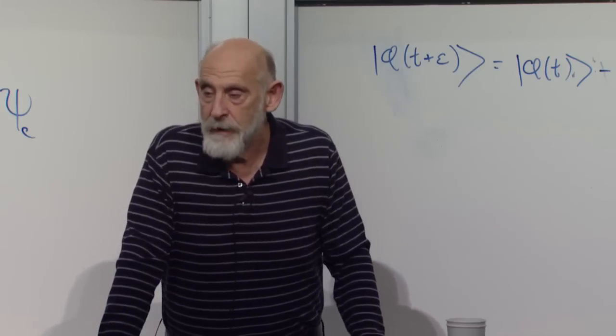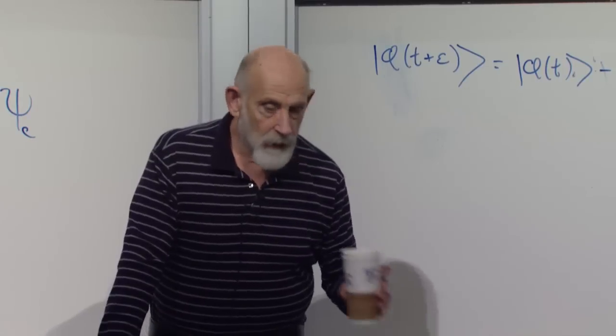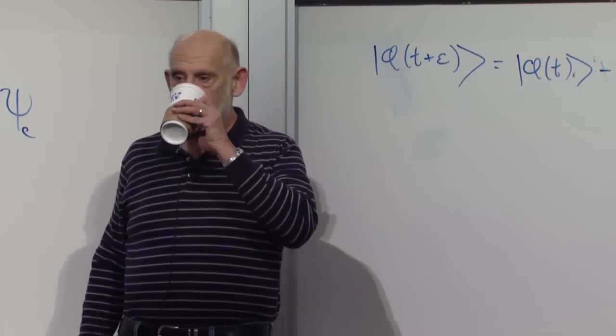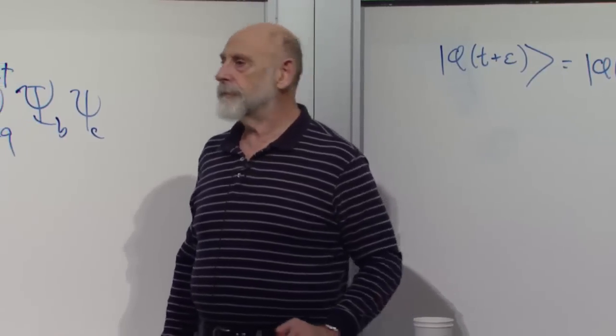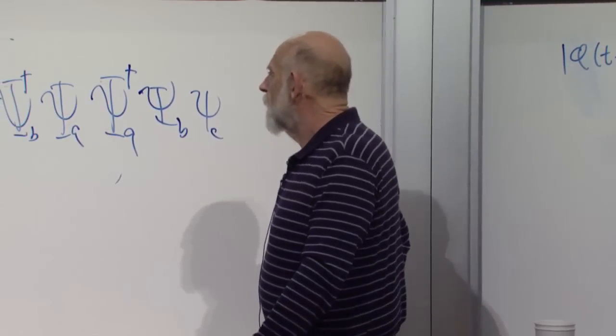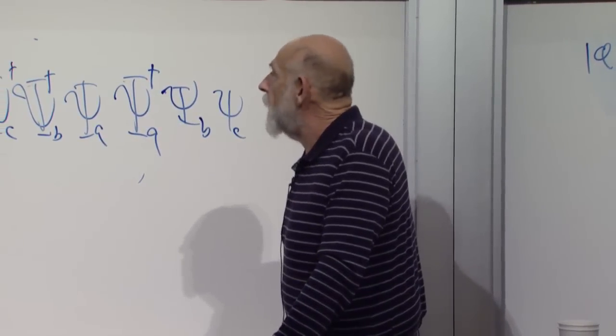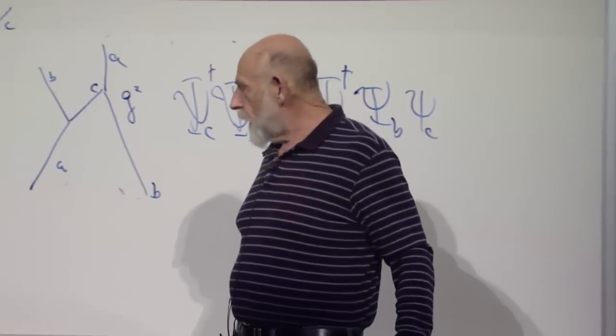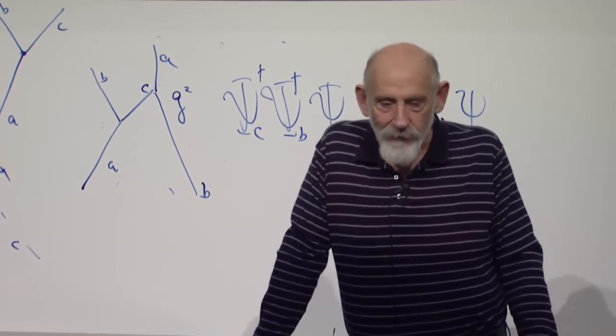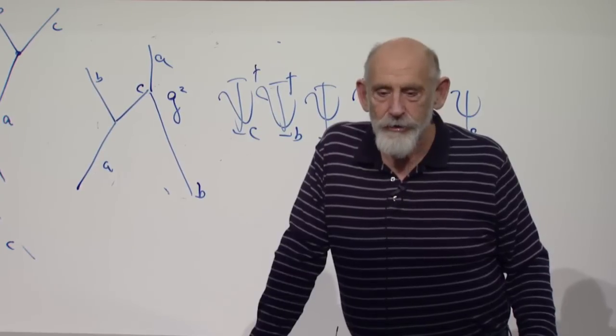So if I assume you can have A decaying into B and C, and then B and C coming back together to form an A. Sorry, say it again now. Oh, A going to B and C, and then B and C coming back together. That's a self-energy diagram for an A. It changes the structure of A.